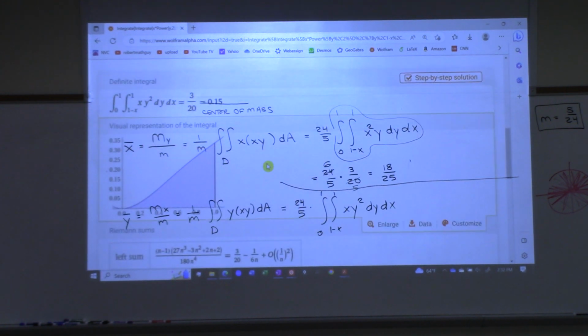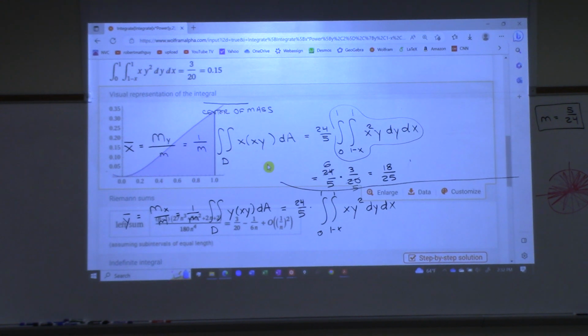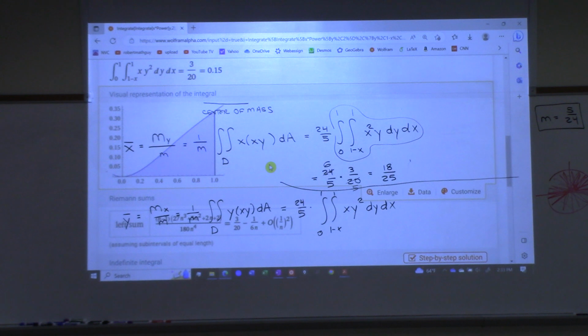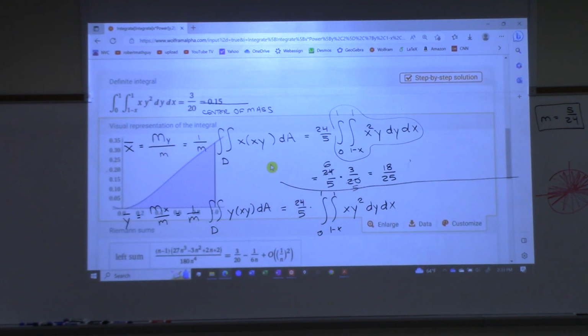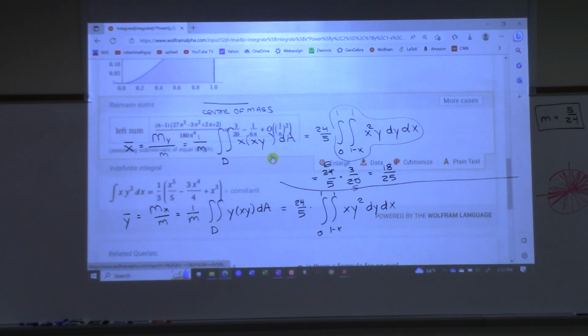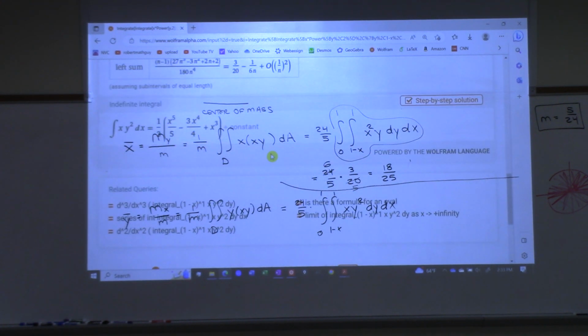Hey, we got the same thing? We got the same thing. 3 over 20 again. Yes? Real fast, what are you hitting to go to exponent? The caret above the 6, the little arrow thing. Yeah. 3 over 20 again, right?